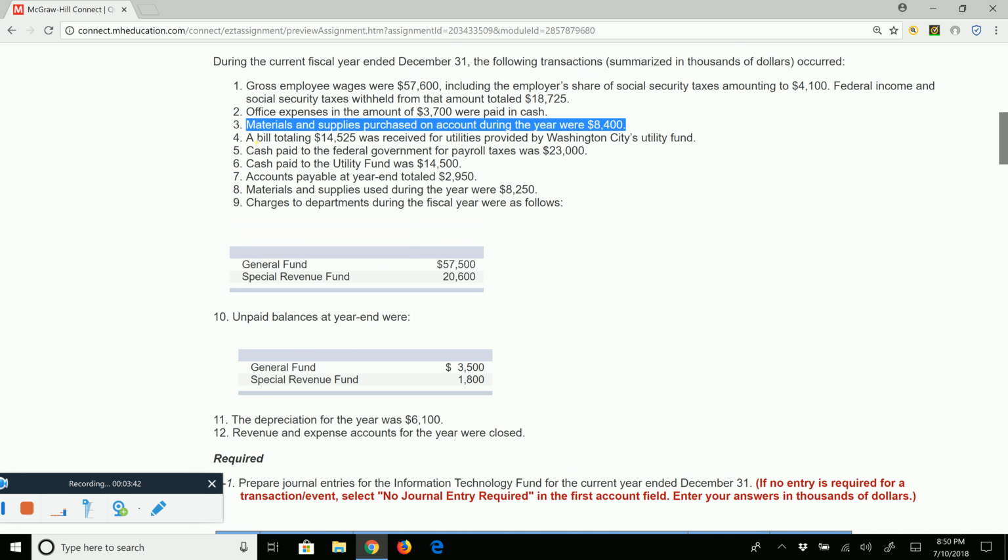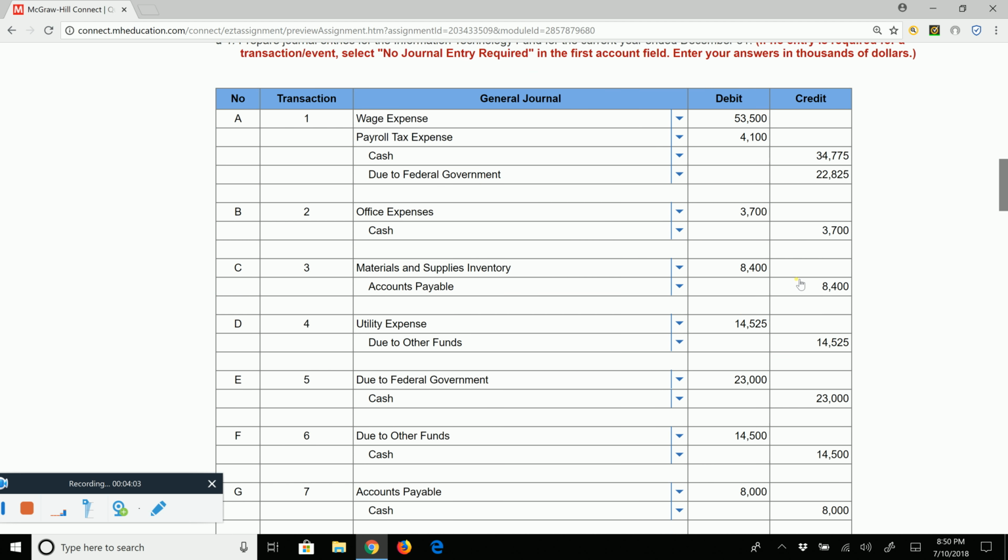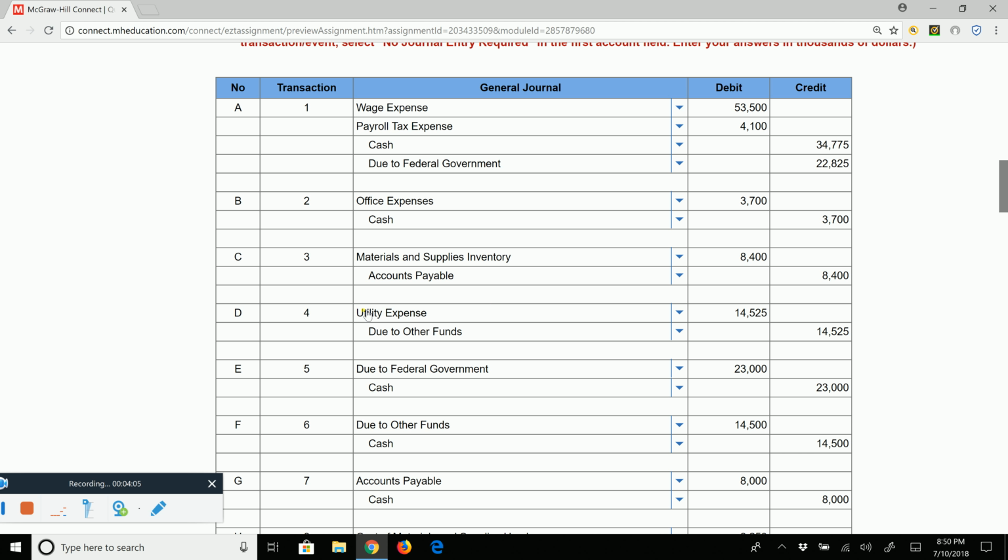Number four, a bill totaling $14,525 was received for utilities provided by Washington City's utility fund. That's an enterprise fund. So we have the internal service fund receiving a bill from the government's enterprise fund. Regardless, that's going to be recorded as an expense, debit utility expense. And instead of crediting the generic accounts payable, because it's due to another fund, we're going to say credit due to other funds.